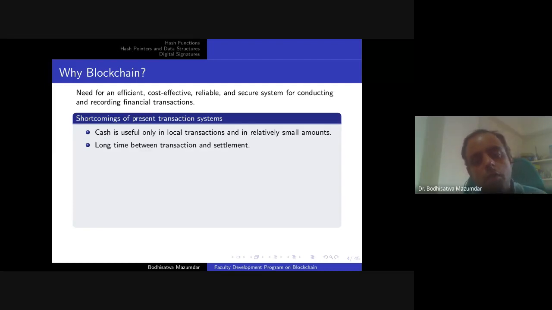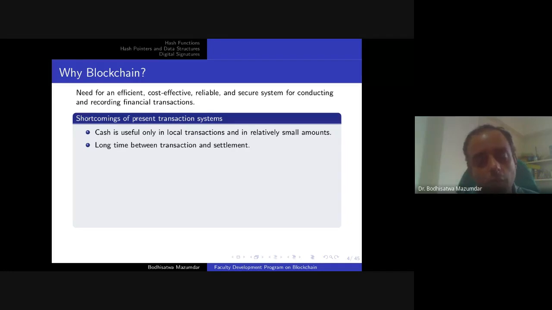Second, suppose you want to perform an international business. There is usually a long time between a transaction and a settlement. Suppose you are exporting a certain good to an international country. Settling such financial transactions means you perform the transaction and then you need to settle your accounts. Here you have a currency change and certain other aspects, so basically it usually takes at least 2 to 3 days.